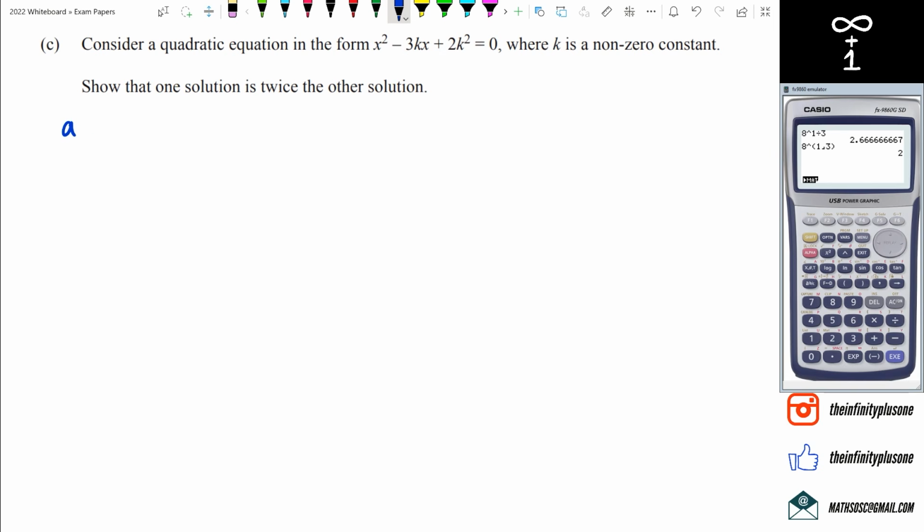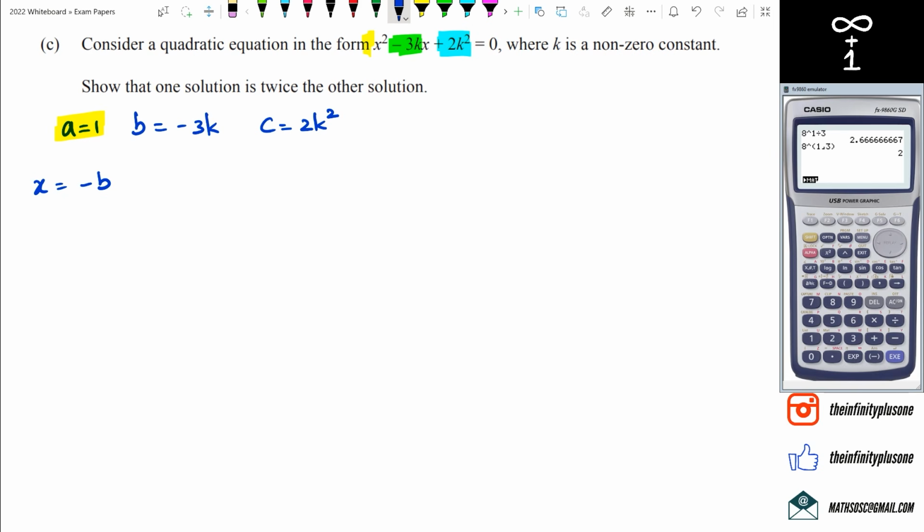So I've got a value of 1, that's what my a value is. Then I've got b value, which equals minus 3k, and c value equals 2k squared. Just to reiterate, there's my b value, and there is my c value. At the moment, what I can do is work out the two solutions by just putting in the quadratic formula.